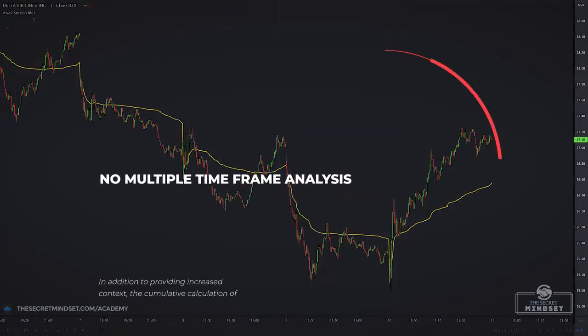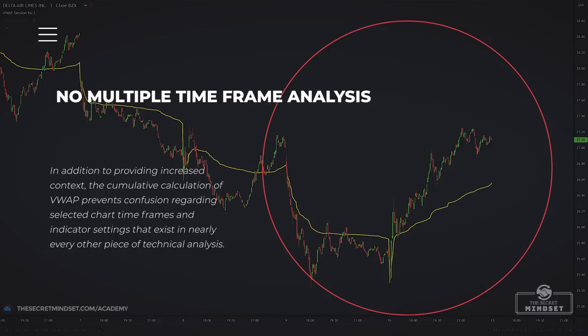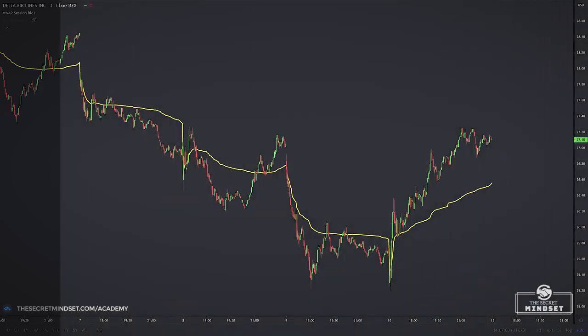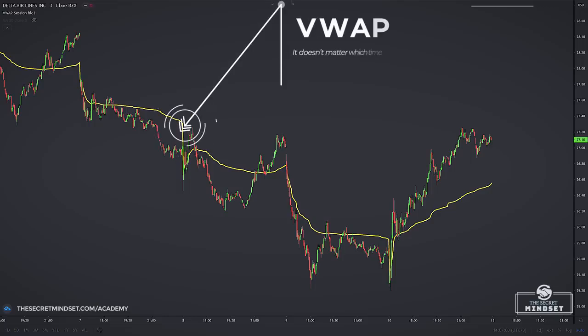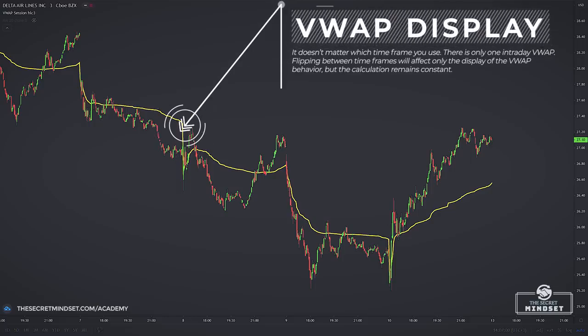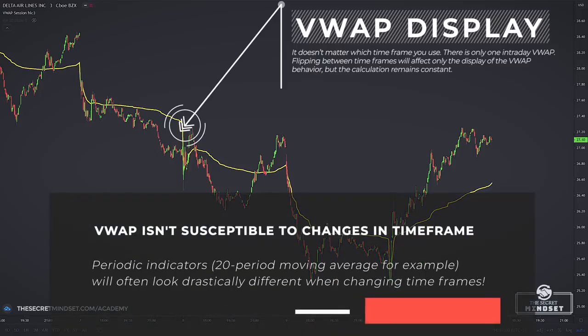In addition to providing increased context, the cumulative calculation of VWAP prevents confusion regarding selected chart timeframes and indicator settings that exist in nearly every other piece of technical analysis. It doesn't matter if you use a 1-minute chart, a 30-minute chart, or anything in between. There is only one intraday VWAP. Flipping between timeframes will affect only the display of the VWAP behavior, but the calculation remains constant. The same can't be said for periodic indicators, where a 20-period moving average on a 1-minute chart will often look drastically different than it would with any other period, like the 5-minute chart.